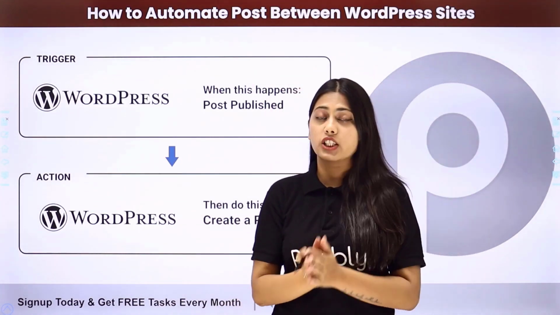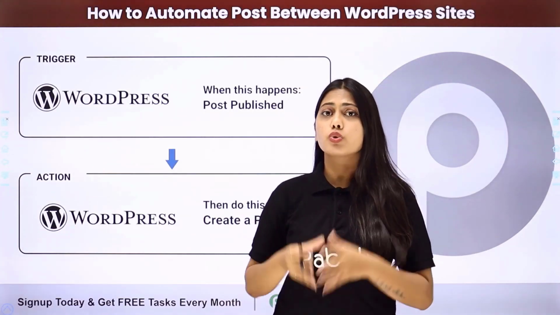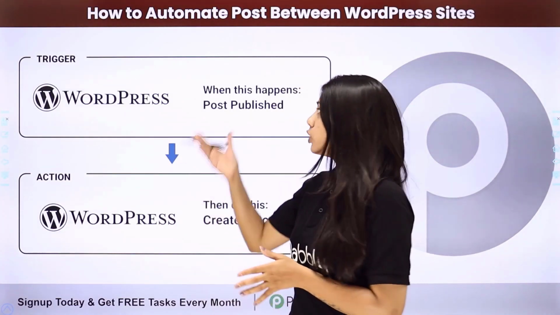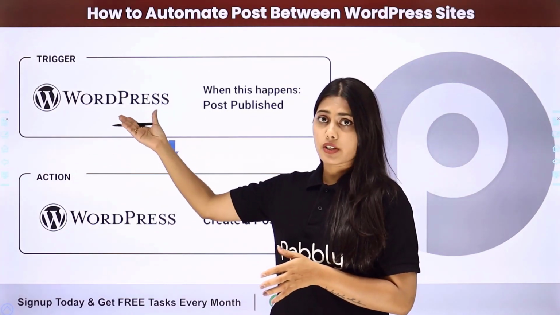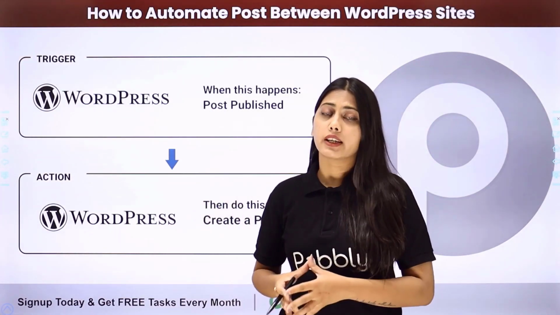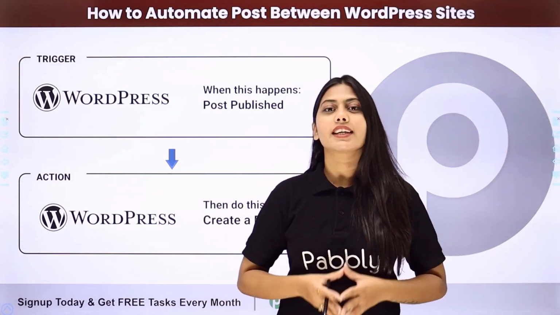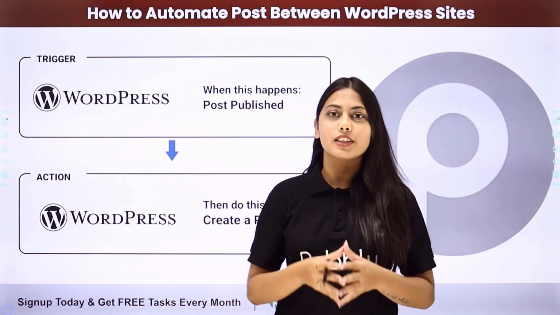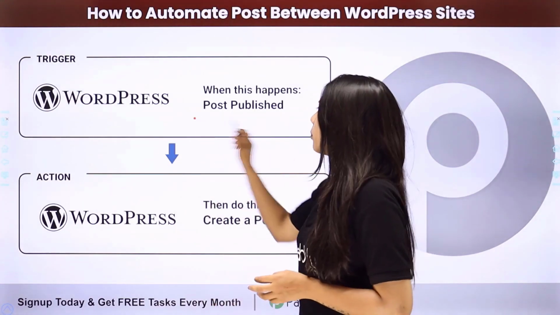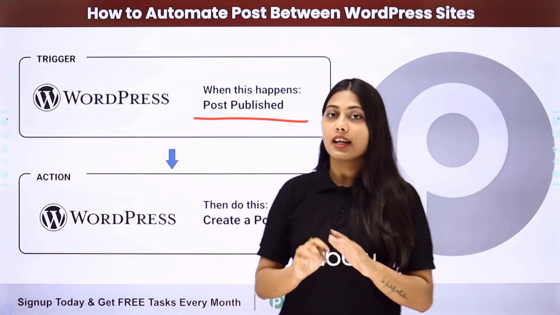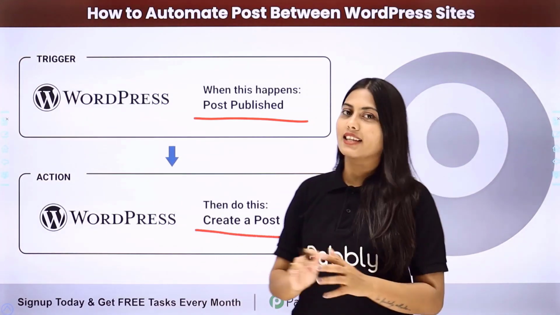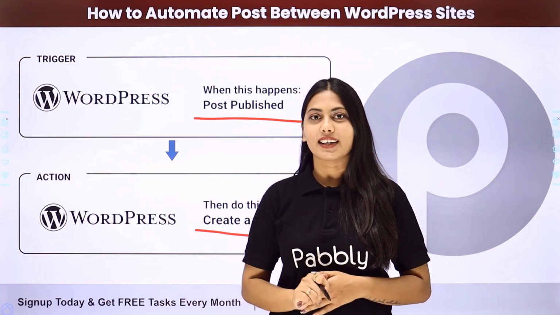So if you are managing 2 WordPress accounts and you want to sync them in such a way that every time a new post is created in one WordPress account, that post is also created in the second WordPress account, we can create an automation with the help of Pabbly Connect for the same, where our trigger will be the post published in the first account and our action will be to create a post in the second account. Let us learn how to do that.